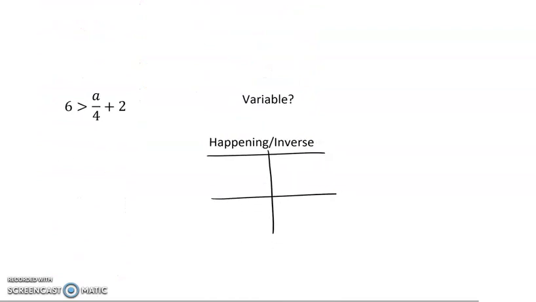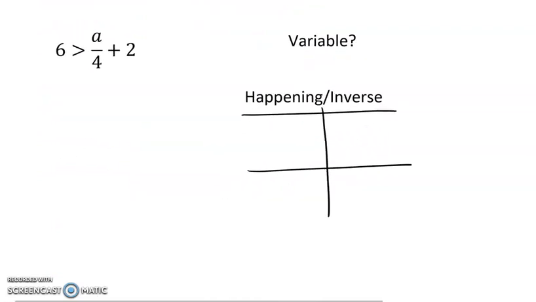Let's check out a different one. Still a two-step equation. Oh, well, this one's a two-step inequality. But it's set up a little bit differently, so let's try this one out. Again, the first thing that we need to do is see what our variable is, and in this case, it's an a.